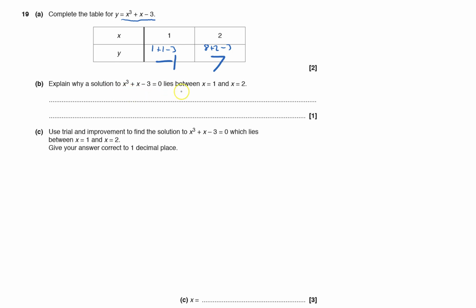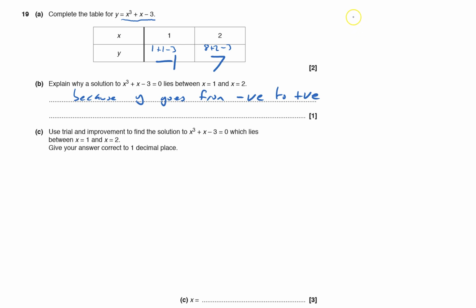Explain why a solution to that lies between x is 1 and 2. Well, it's because y goes from negative to positive. That would be my answer. You might as well write negative like that and positive like that.